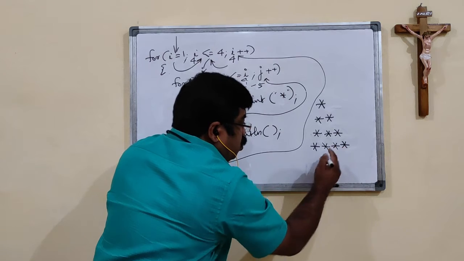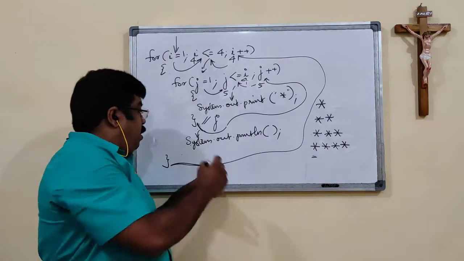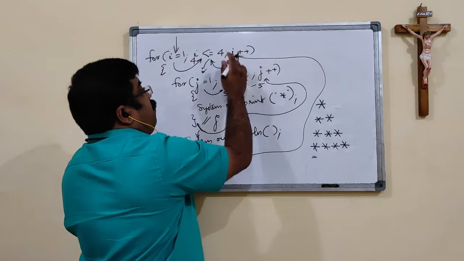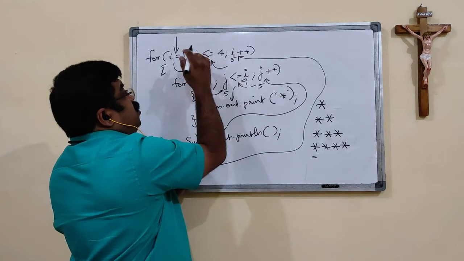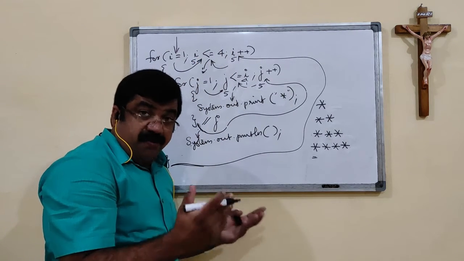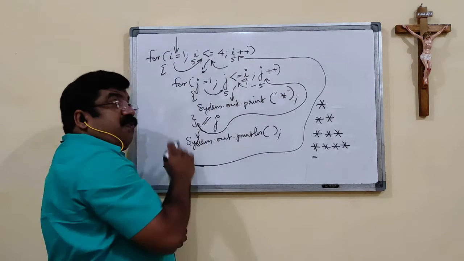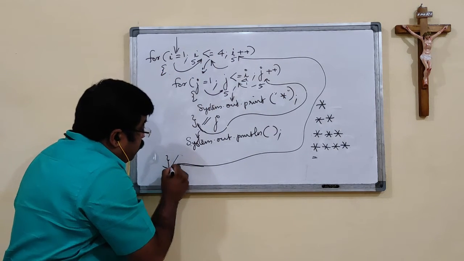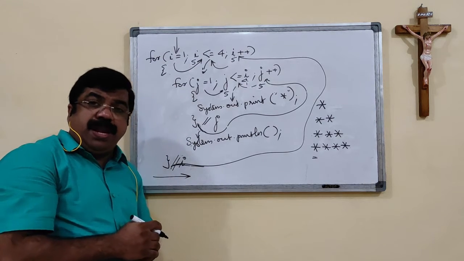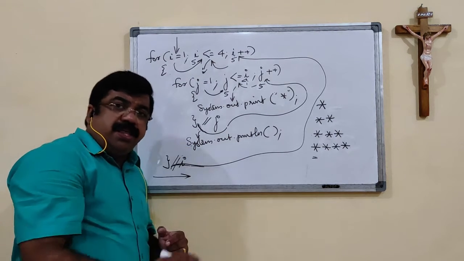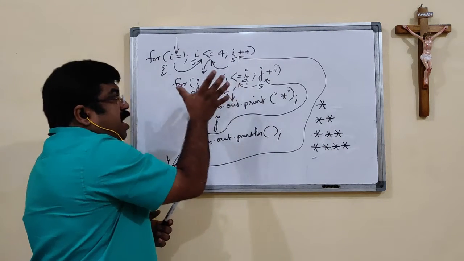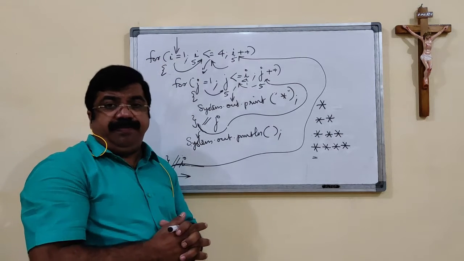System.out.println, the cursor goes to the next line. Then again it is updating. I is becoming 5. Then it is checking the condition. 5 less than 4 is false. Since this condition is false, we will jump out of this entire loop, coming to this particular line. And from there, the rest of the statements will be executed. So this is the way a nested loop is executing.